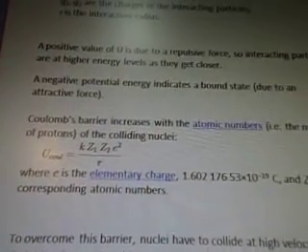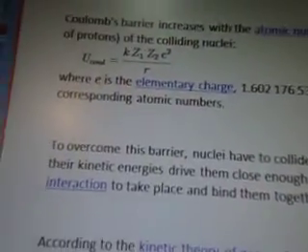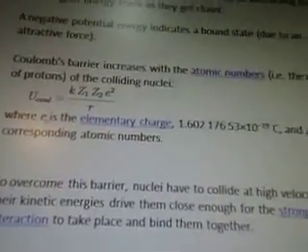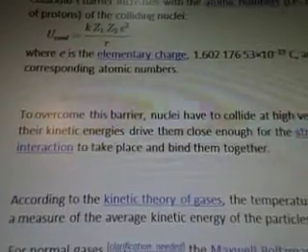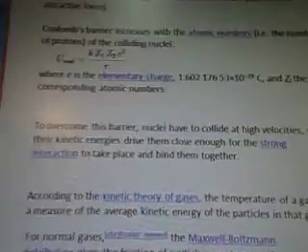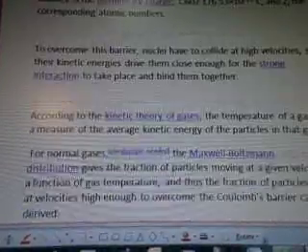Coulomb's barrier increases with the atomic numbers, i.e. the number of protons of the colliding nuclei. And there's the fractions there, where e is the elementary charge, and Zi the corresponding atomic numbers. To overcome this barrier, nuclei have to collide at high velocities, so their kinetic energies drive them close enough for the strong interaction to take place and bind them together.